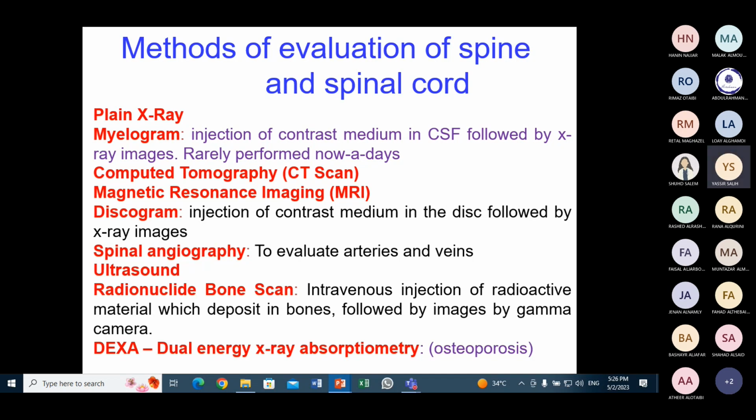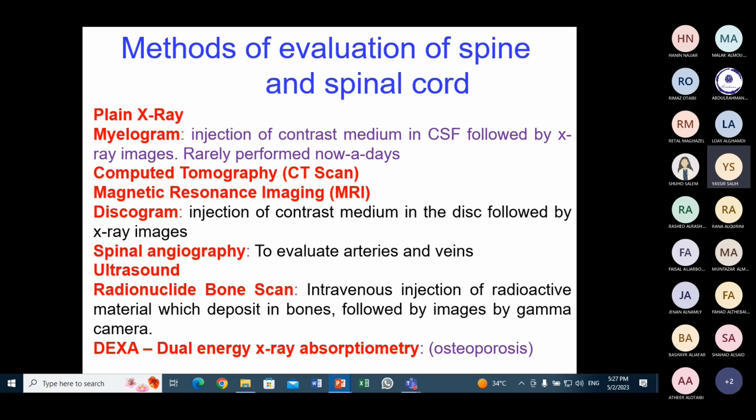Also, computed tomography CT can be used for assessment of the spinal cord. MRI. Discogram means injection of contrast into the disc space, followed by imaging of this area. Spinal angiography means evaluation of the blood vessels, so we evaluate the arteries and veins supplying the spine and spinal cord. Ultrasound can be used for evaluation of these structures.